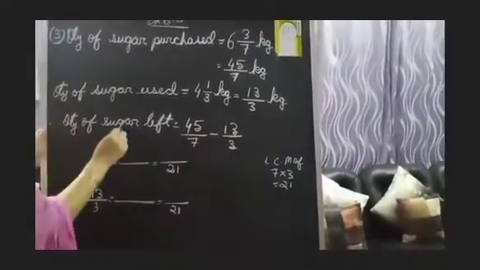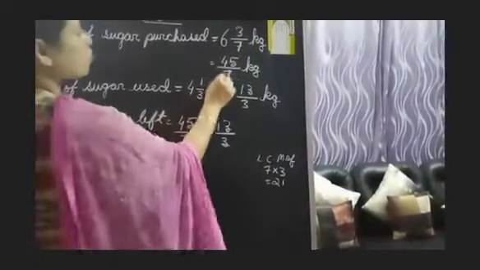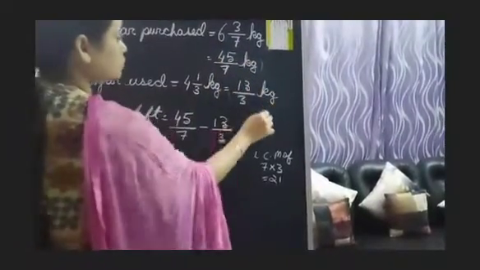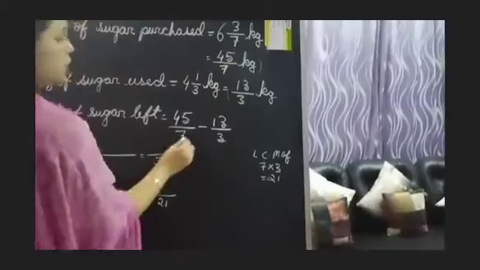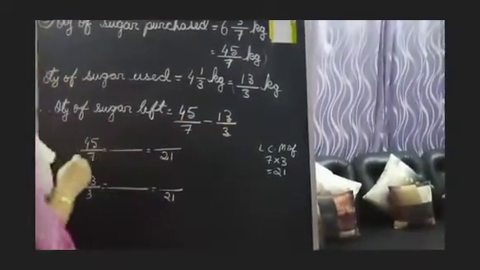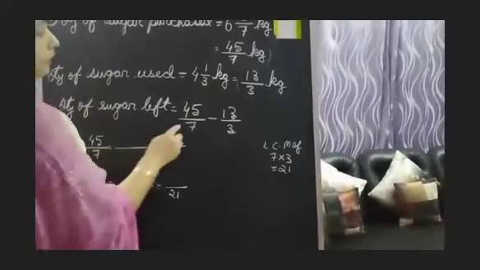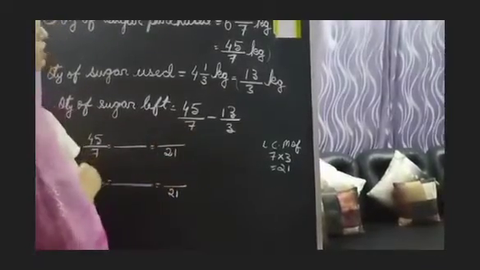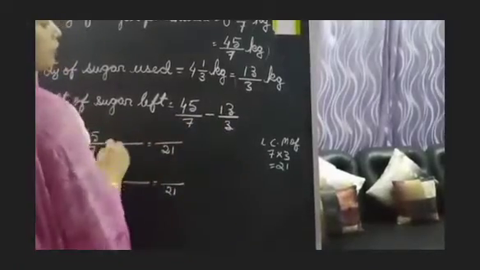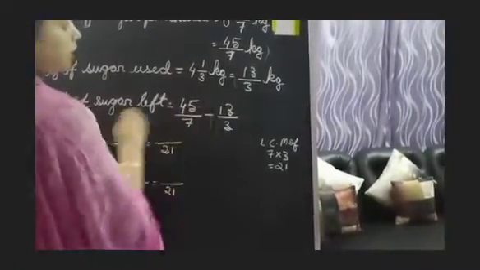So quantity of sugar left is the total quantity of sugar purchased minus the quantity of sugar which she used. So 45/7 minus 13/3. Now children, what is the problem here? The denominators are not the same. So these are unlike fractions and we will first convert them into like fractions.